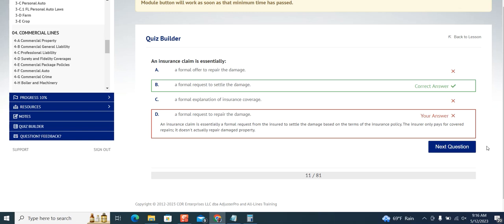Okay, what was this? An insurance claim is essentially a formal request to repair the damage. Okay, I pressed settled, but I knew it was D, right? So I just gotta remember they're requesting you to repair the damage. I pressed settle because I was like, if you put in the claim, they want you to pay for the damage. That's why I pressed settle. They want you to pay for it. You know, right? No, that's not right.